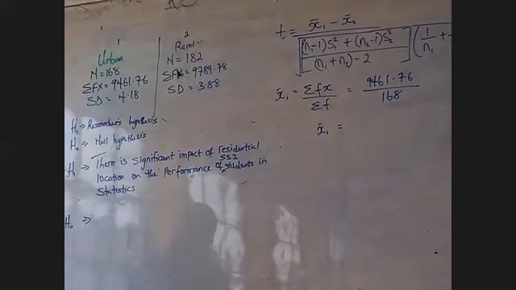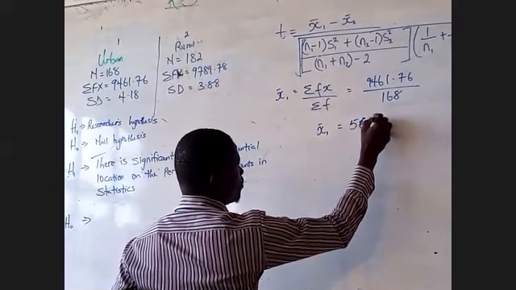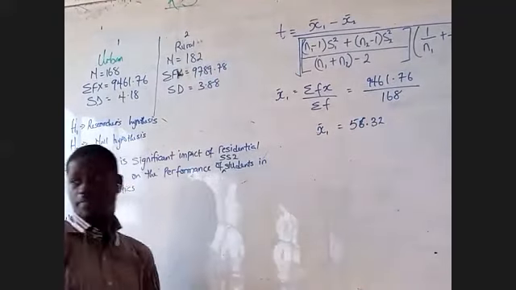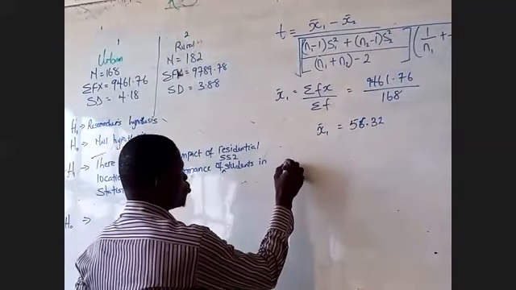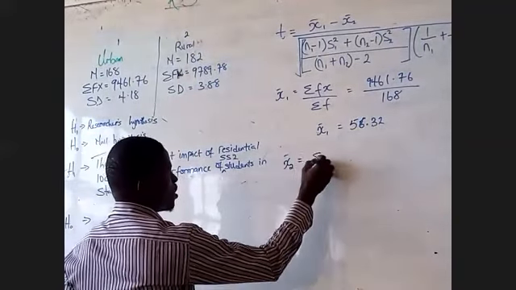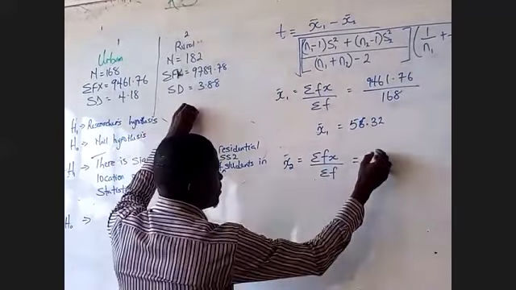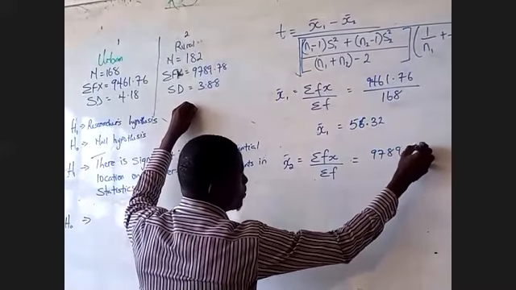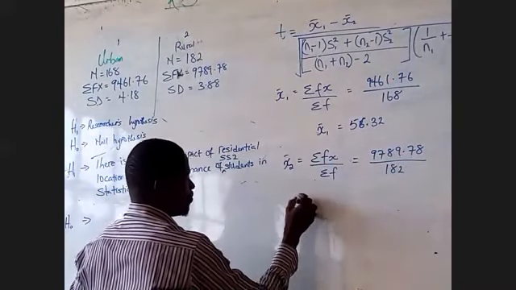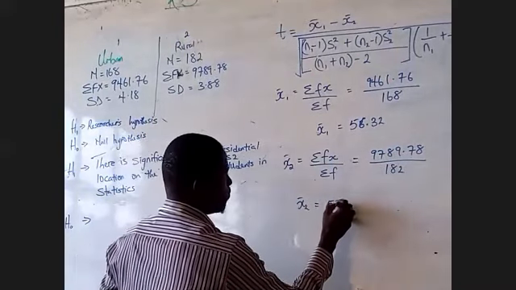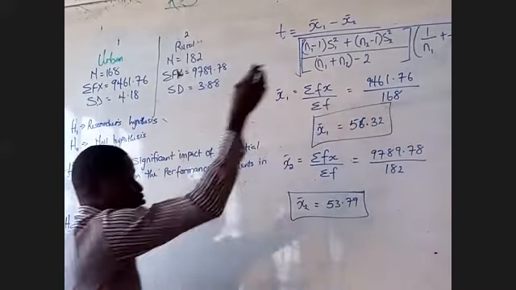9461 divided by 168, so we have 56.32 in this case. We do the same thing for our rural because it is also needed. Mean 2, that is x bar 2, with the same formula: summation of fx over summation of f. That will be 9789.78 divided by 182. So what do we have there? 53.79. So with these two answers now, we can go ahead with our solution.